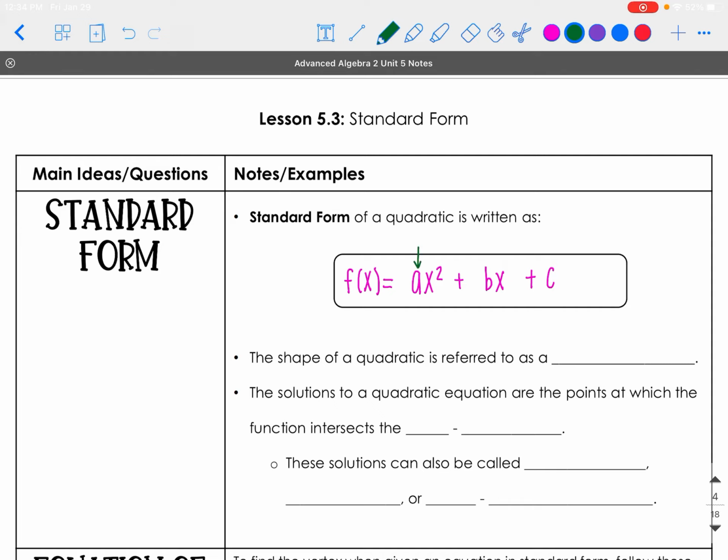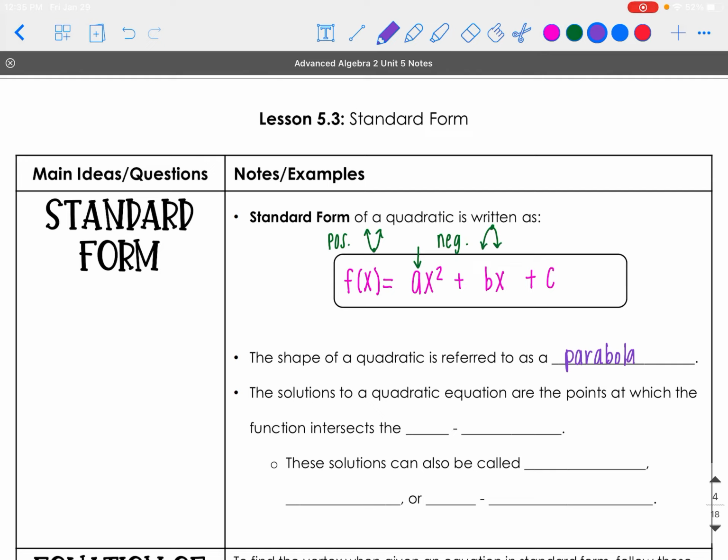The a value tells us which way the parabola points. So if a is positive, the parabola points up. If it's negative, the parabola points down. So if it points up, it has a minimum. If it points down, it has a maximum. Talked about this a few lessons ago. So again, the shape of a quadratic is called a parabola. We've already been talking about this.